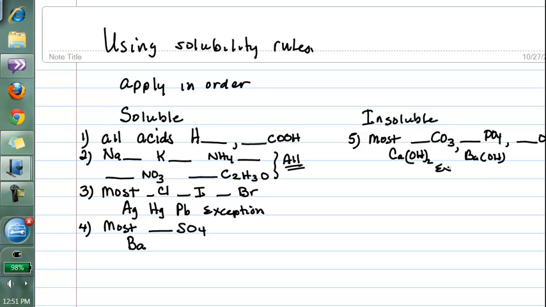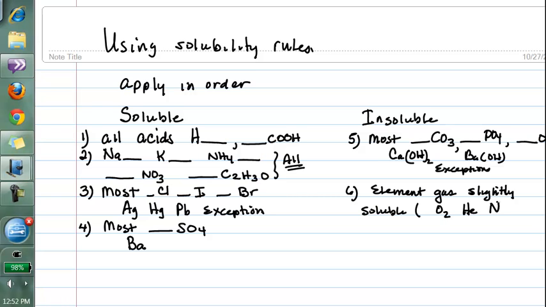And then rule number 6 is that elemental gases are slightly soluble. And this means things like oxygen, helium, nitrogen, things like that. And this also includes hydrogen sulfide and hydrocyanic acid, HCN, which are gases. They're not elemental gases, but I'll just sort of note them.